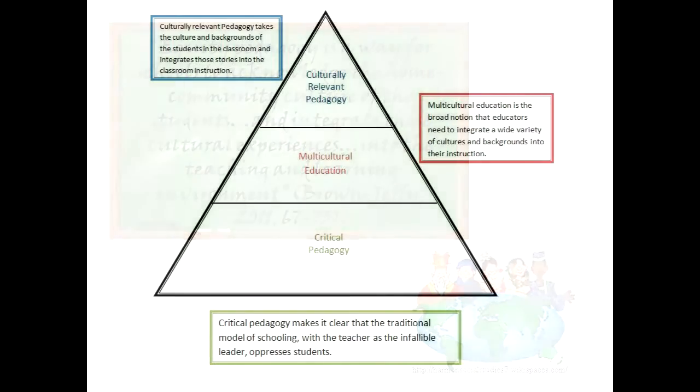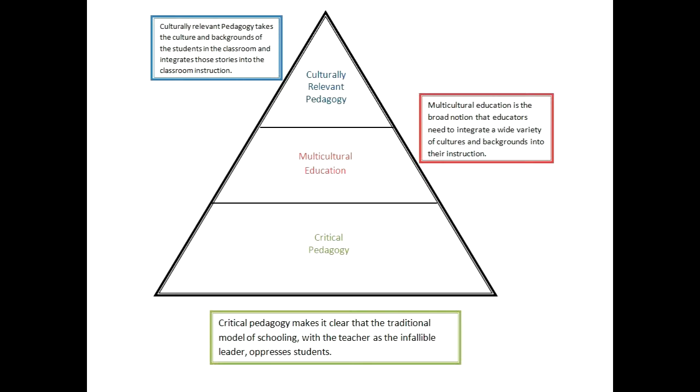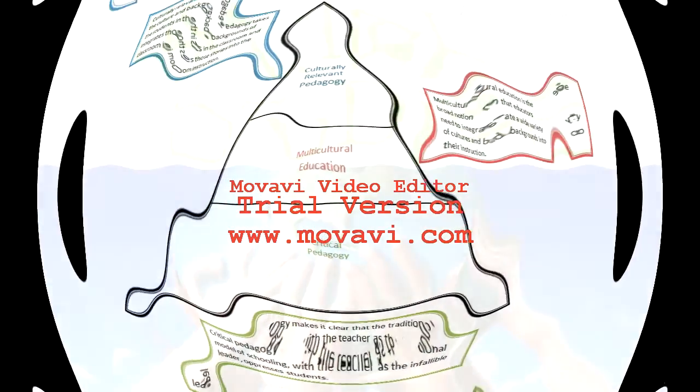Benji's described how critical pedagogy, multicultural education, and culturally relevant pedagogy all build on each other to create a balanced education for students. Critical pedagogy makes it clear that the traditional model of schooling, with the teacher as the infallible leader, oppresses students. Multicultural education is the broad notion that educators need to integrate a wide variety of cultures and backgrounds into their instruction. Culturally relevant pedagogy takes the culture and backgrounds of students into the classroom and integrates those stories into the classroom instruction.